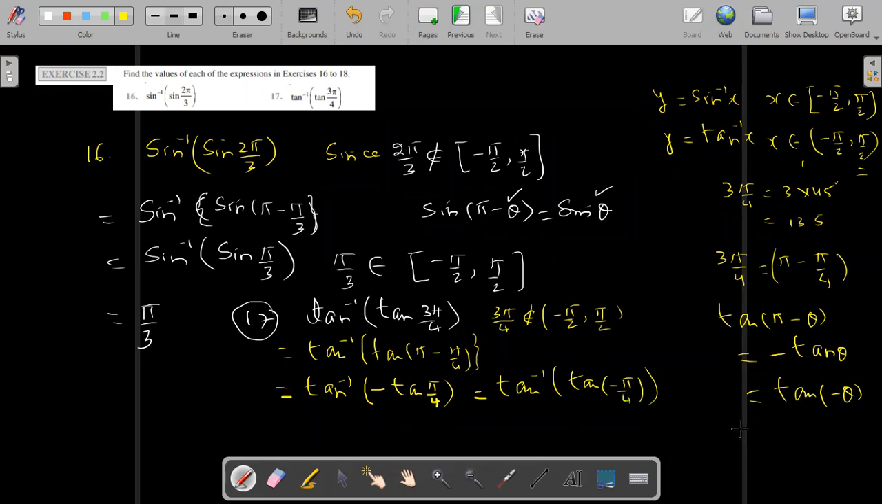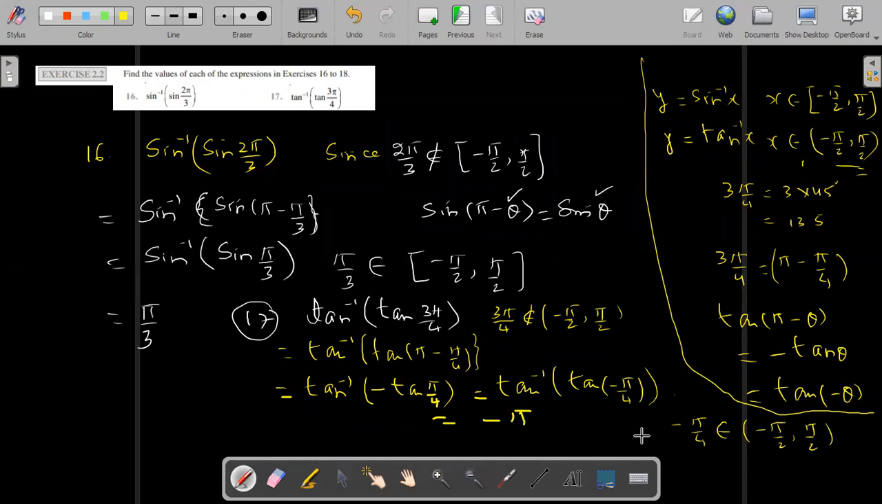Now check minus pi by 4. Minus pi by 4 is between minus 90 and 90 degrees. Yes, so now minus pi by 4 belongs to the interval minus pi by 2 to pi by 2. Therefore, minus pi by 4 is the answer of this question. Okay, so that was questions 17 and 16. Okay, understood?